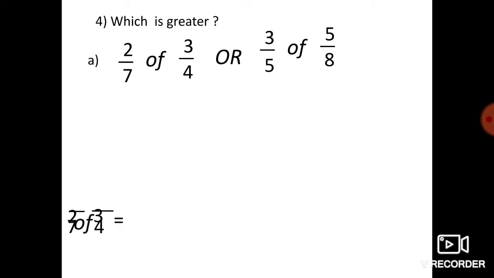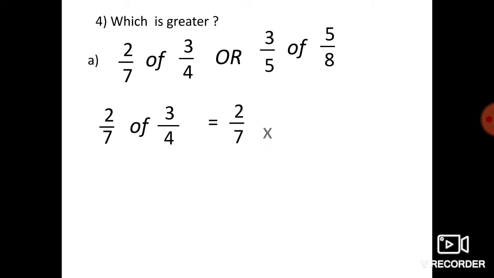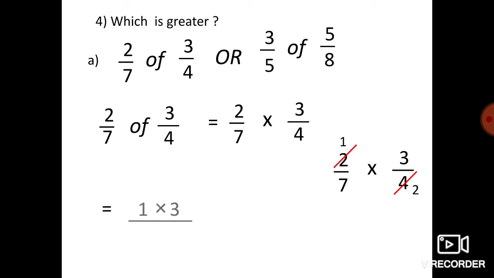First we do 2 by 7 of 3 by 4. That is 2 by 7 into 3 by 4. Any common number here? Yes, 2 and 4. We can cut 2 and 4. So we write here in the working column. In 2 how many 2? 1. In 4 how many 2? 2. Any other common number? No. So we can write this 1 into 3 by 7 into 2. 1 into 3 is 3 by 14. So the first answer is 3 by 14.